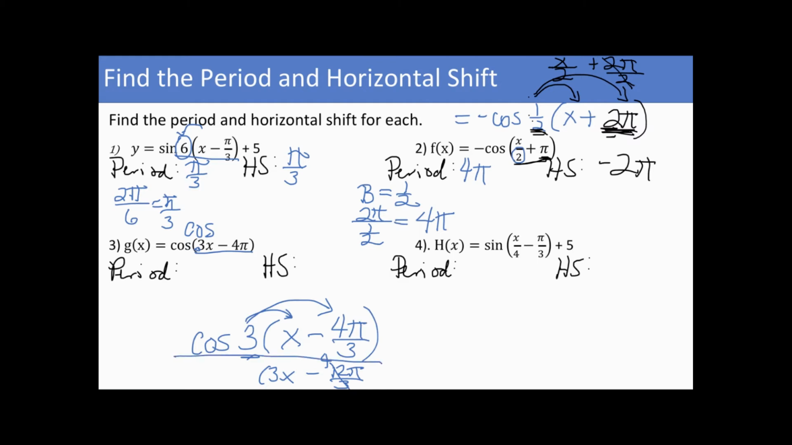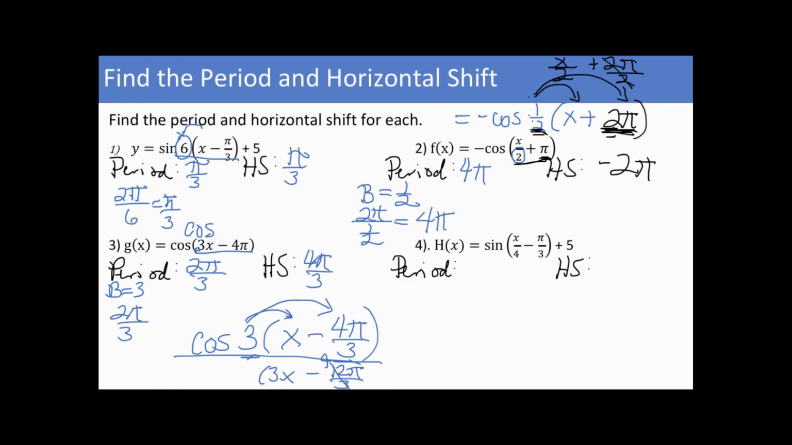So my b is 3. So 2 pi over 3. So my period is 2 pi over 3. And my horizontal shift is 4 pi over 3.